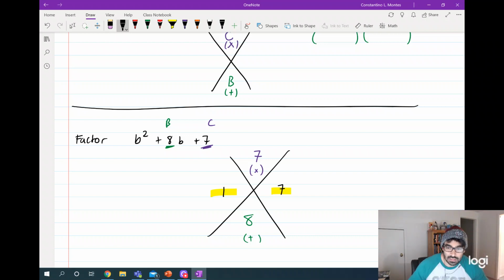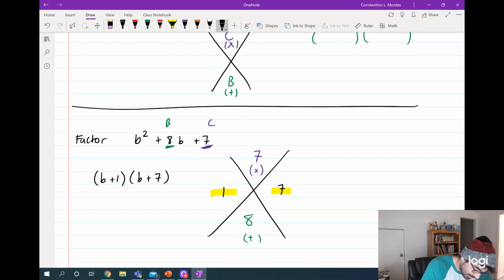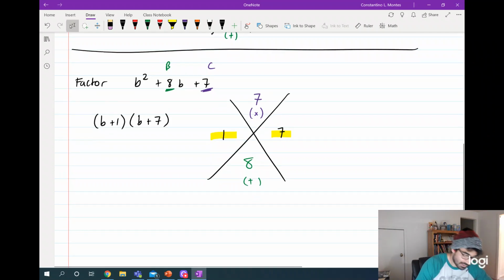Okay, 1 times 7 gives me 7, but when I add 1 and 7, that gives me 8. So that gives me the two factors. So this polynomial factors like this: b plus 1 times b plus 7, and you're done, right? So a question might be, does this always work? If the trinomial is what we call factorable, then it does work out like this. Not all polynomials are going to be factorable, but we are not going to look into those yet, all right? So that's one example. Let's do another one.